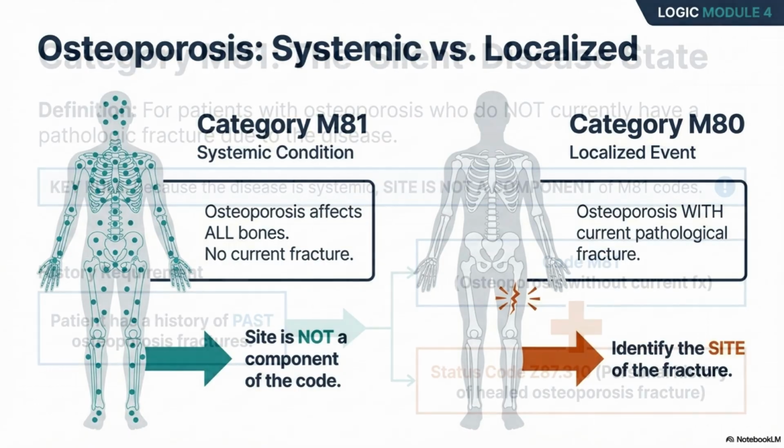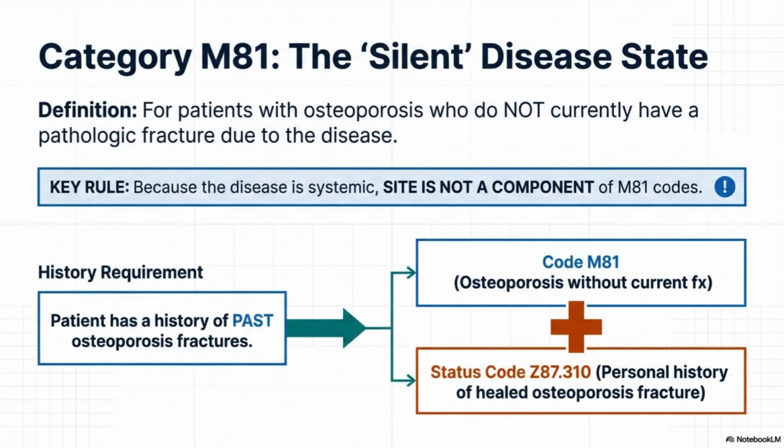When a patient has osteoporosis without a current fracture but does have a history of previous fractures, you assign M81 along with the history code Z87.310. This combination reflects the patient's ongoing risk and acknowledges the long-term impact of those prior fragility fractures.